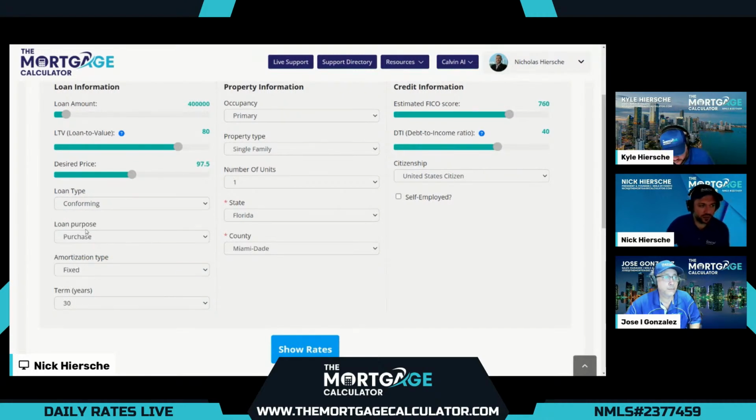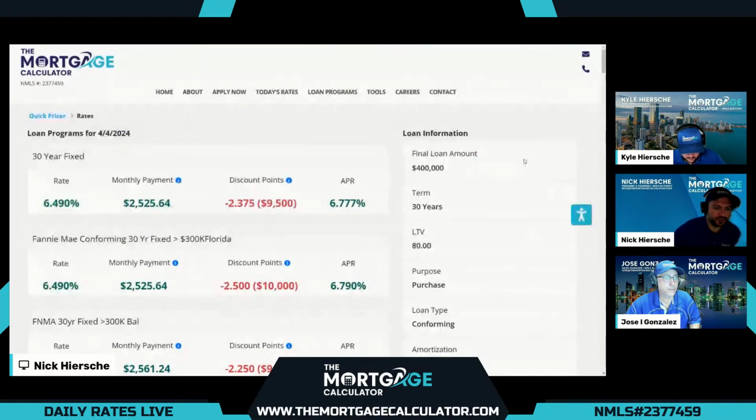We'll start with conforming conventional. We'll do a purchase, 30-year fixed standard loan, primary occupancy, single-family home, 1 unit, state of Florida, county of Miami-Dade. And for all the demos here today, we'll use an estimated credit score of 760 and an estimated debt-to-income ratio of 40. So let's check the rates this morning.